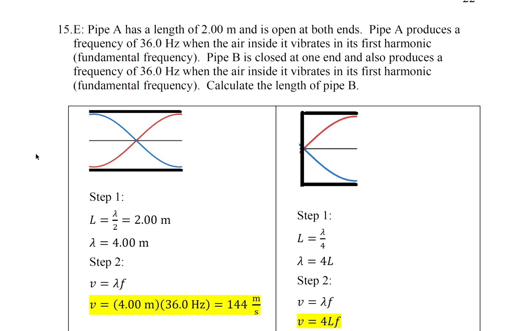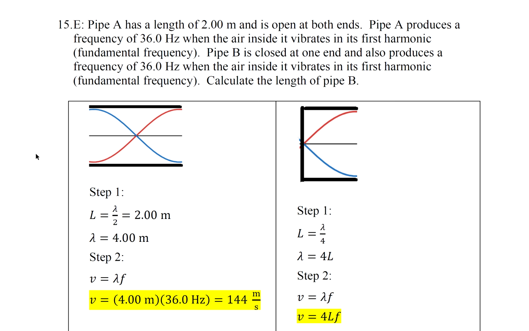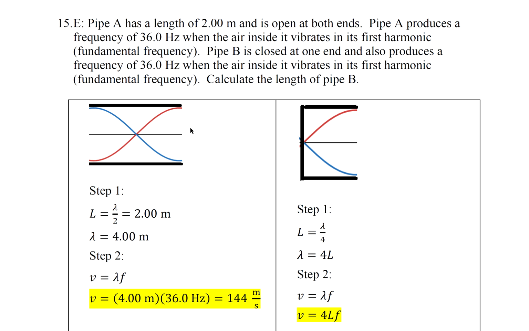Question 15. Pipe A has a length of 2 meters and is open at both ends. Pipe A produces a frequency of 36 Hz when the air inside it vibrates in its first harmonic. Pipe B is closed at one end and also produces a frequency of 36 Hz when the air inside it vibrates in its first harmonic. Calculate the length of pipe B. So just draw an image or images.